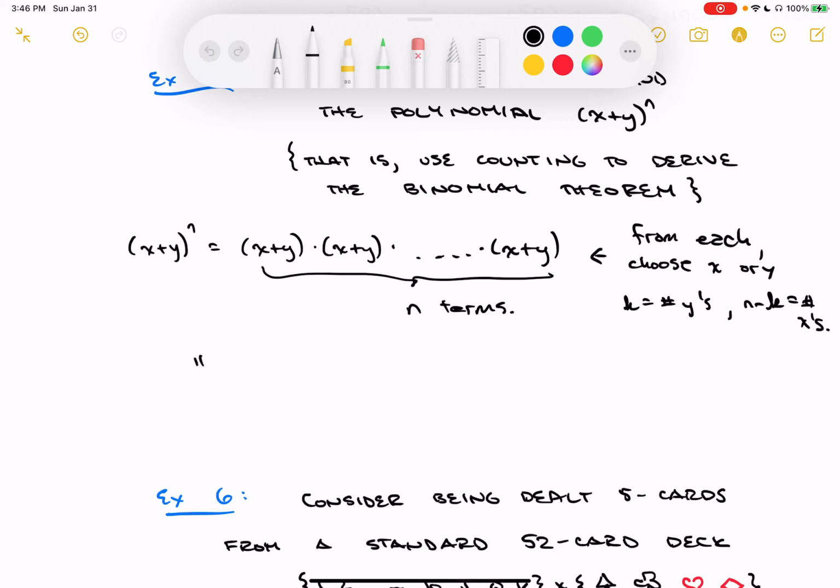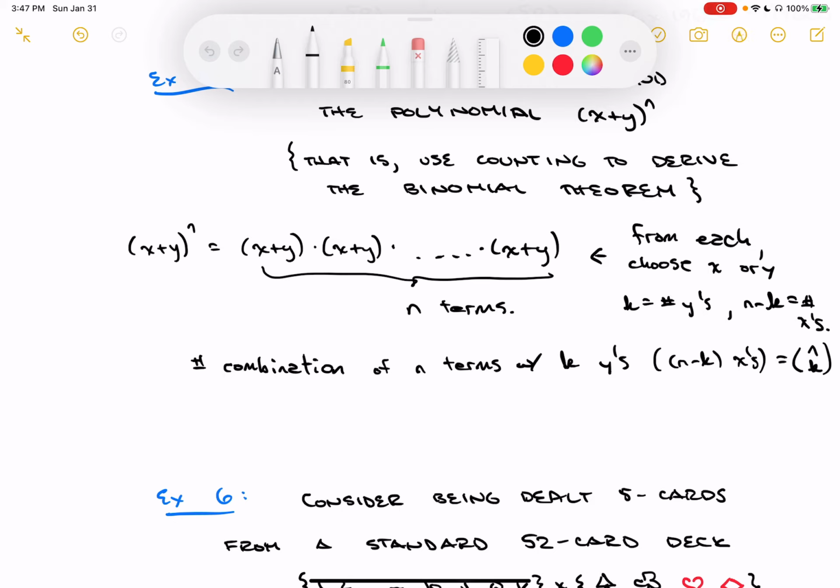So the number of combinations, as I go through that and choose these different ones, the number of different ways that I could go through to get k y's and therefore also n minus k x's. So the number of combinations where we had n terms, with k y's, which also means that we have n minus k x's, we know that is equal to n choose k, something along those lines.